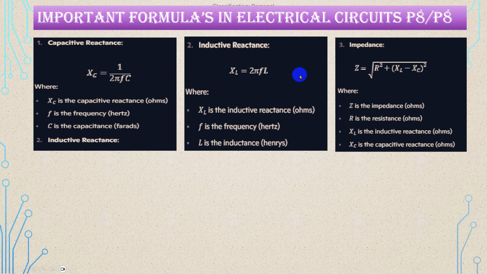So when RLC circuits are connected, R, L and C, where L is inductance, C is capacitance, and R is resistance, then what is impedance? That together is called impedance. It is equal to the square root of R squared plus (XL minus XC) whole squared. So Z is the impedance in ohms, R is the resistance, XL is the inductive reactance, and XC is the capacitive reactance.